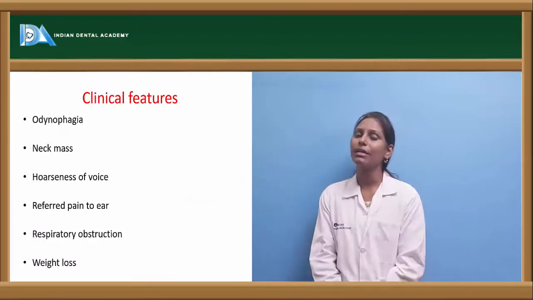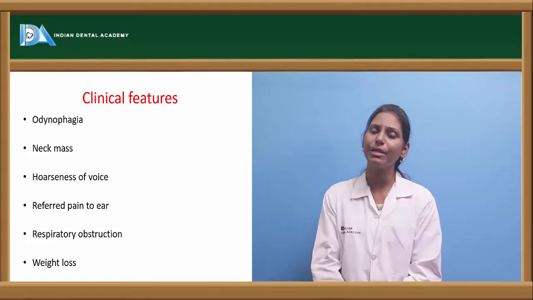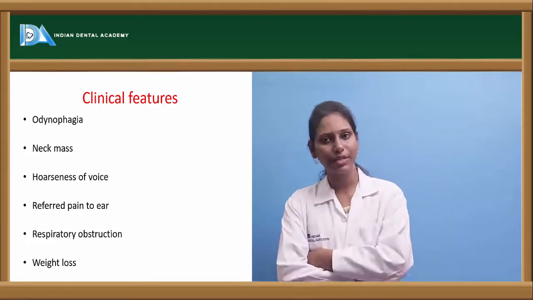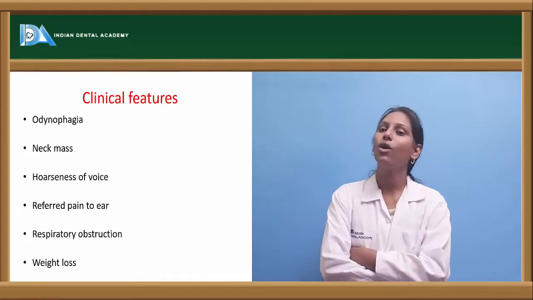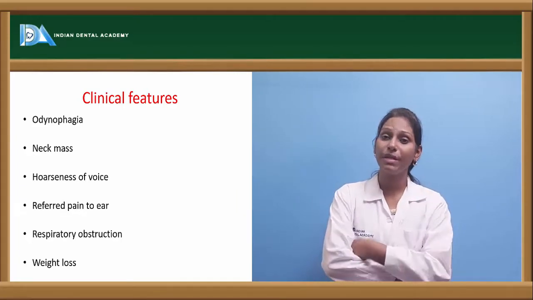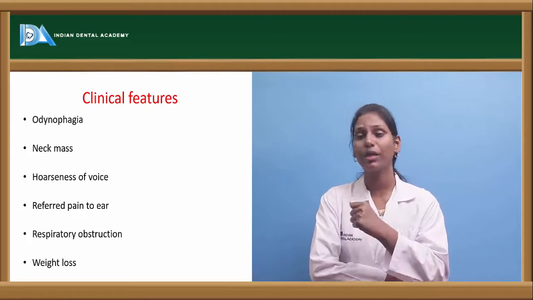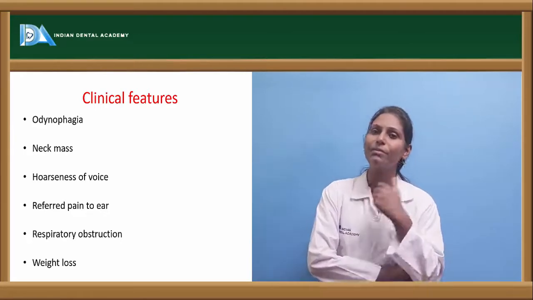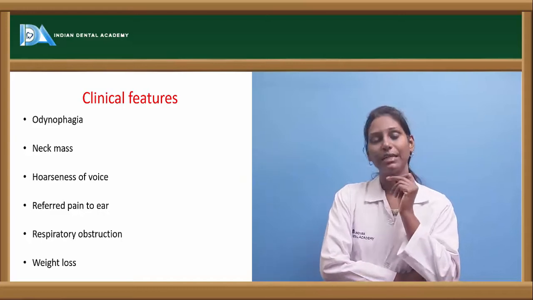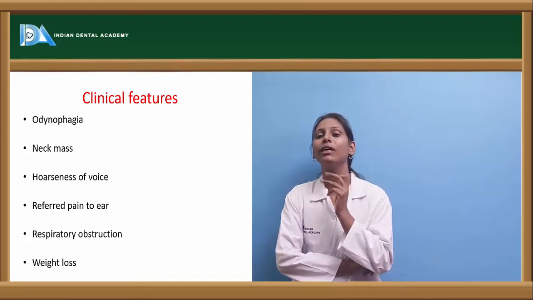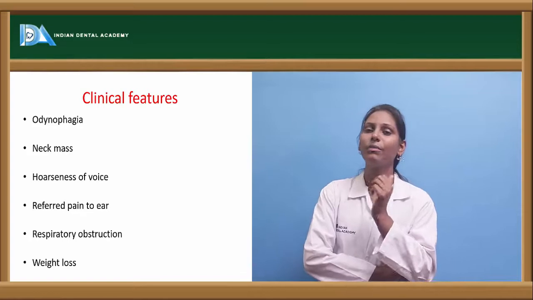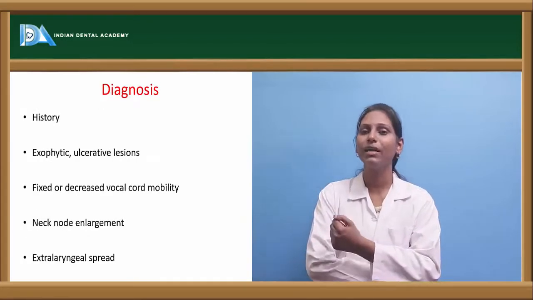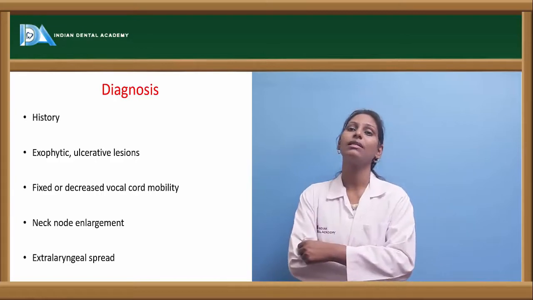Then the most common clinical features: odynophagia, where the patient will have painful swallowing. A large neck mass can be seen in these cases. Hoarseness of voice, especially when the arytenoids are involved, is most commonly encountered with supraglottic location. Referred pain to the ear can be seen because of compression of the recurrent laryngeal nerve. Respiratory obstruction can be seen, and the patient will also have unexplained weight loss and loss of appetite.